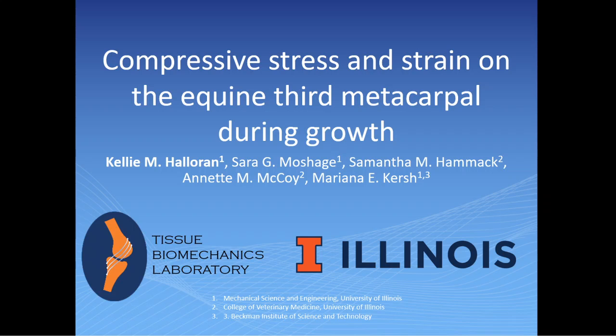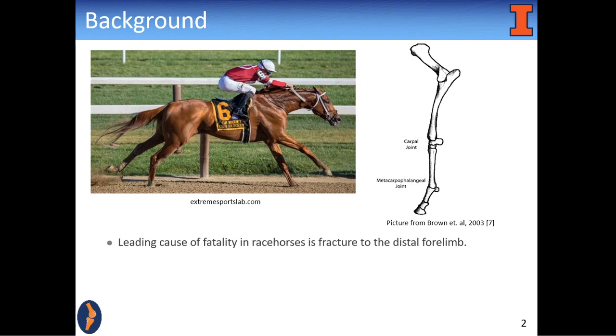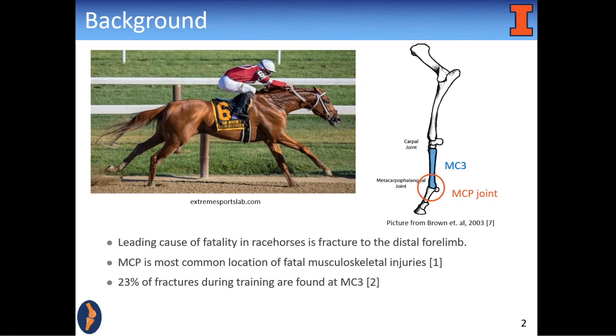We know that one of the leading causes of fatality in racehorses is fractures to the distal forelimb, which most commonly occur at the metacarpal phalangeal or MCP joint. Of these fractures during training, 23% are in the third metacarpal or MC3 bone.